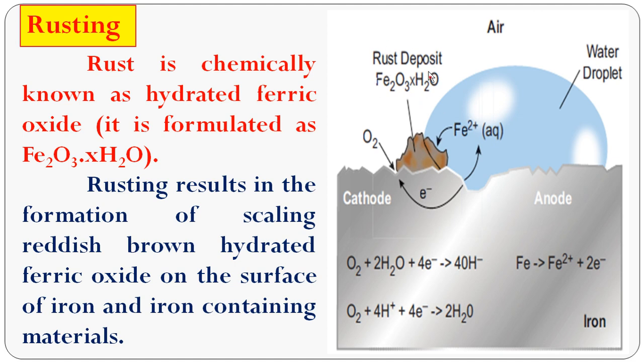Rust is a hydrated ferric oxide, Fe2O3.XH2O. Now rust is chemically known as hydrated ferric oxide. Its formula is Fe2O3.XH2O. Rusting results in the formation of a scaling, reddish-brown hydrated ferric oxide on the surface of iron, and also on iron-containing materials.